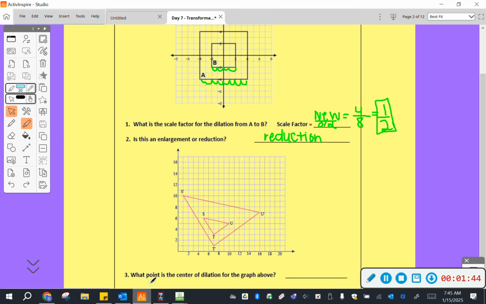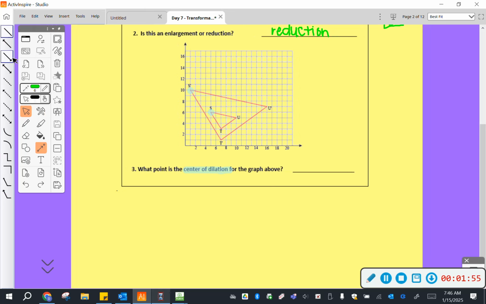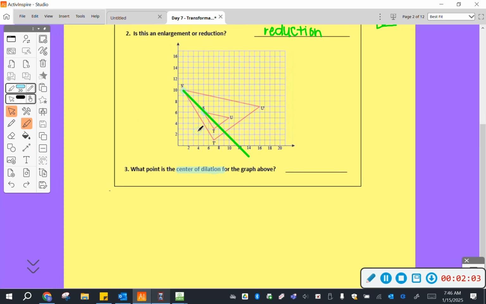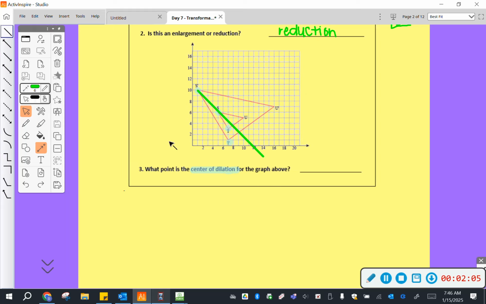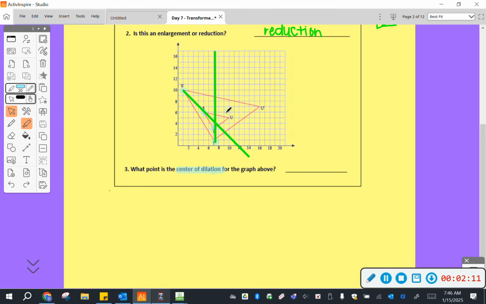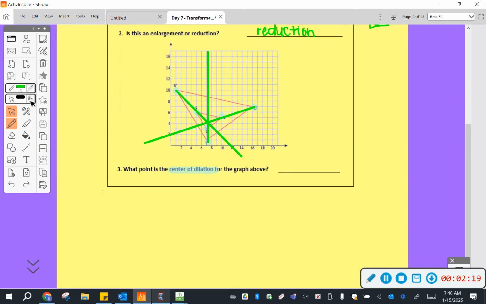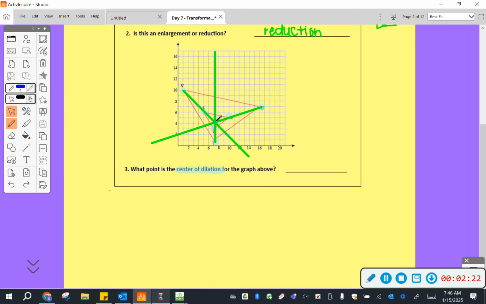We're already on Wednesday. This next one has the words center of dilation. Anytime you see center of dilation, you are going to connect your corresponding vertices, the corners. So I'm going to connect my S with the other S. I'm going to connect my T's. T is going to connect to this T. And then I'm going to connect my U's. U is going to connect with U. And I want to know where all of these three cross each other at the same time.